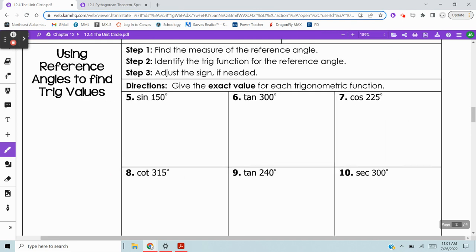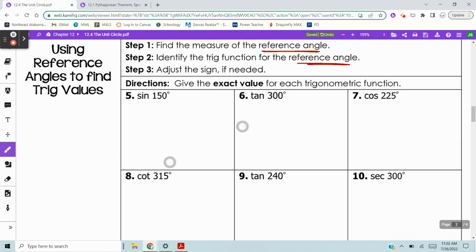Okay, the last section we're going to do in this actual lesson, it says using reference angles to find the trig values. Now, this is extremely important, and it goes along with what I told you a while ago, that we can actually use the reference angles to find the sine, cosine, and tangent as needed. So here are your steps. We find the measure of the reference angle. We identify the trig function for the reference angle, and then we're going to adjust the sign as needed. That's all we've got to do.